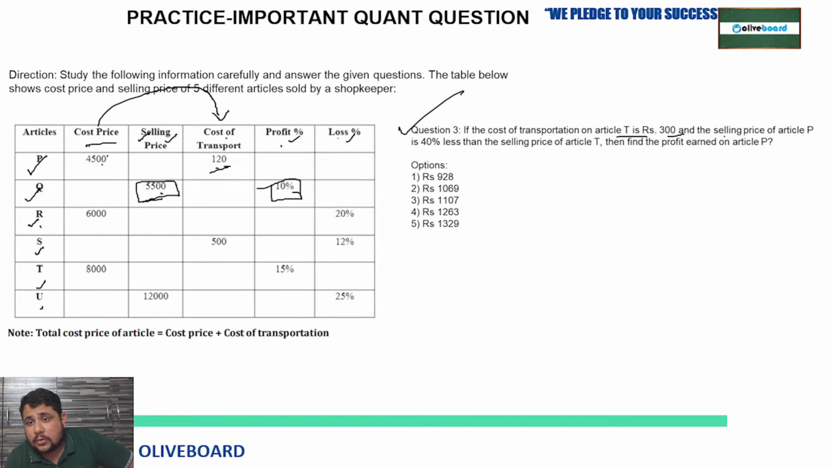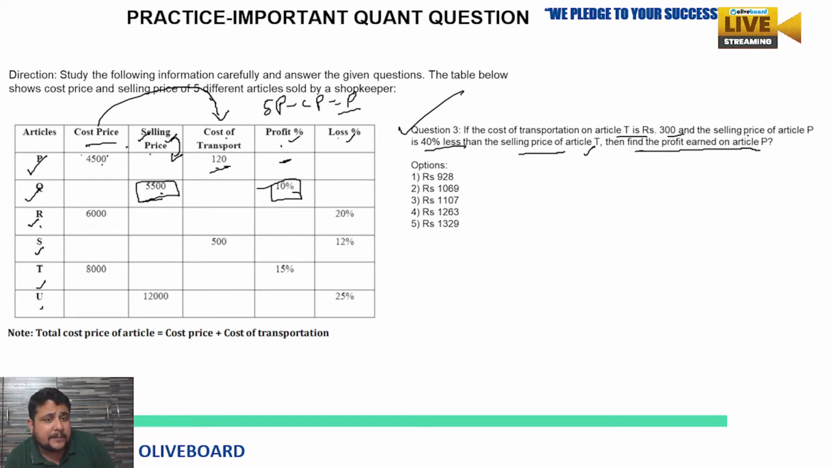If the cost of transportation on article T is rupees 300, and the selling price of article P is 40% less than the selling price of article T, then find the profit earned by P. So what is given first? Just imagine, what are they asking? They are talking about P. What profit is P earning? For that we must know the selling price, because selling price minus cost price will give you the profit. Do we know the selling price? We don't know that, but there is a relation given.